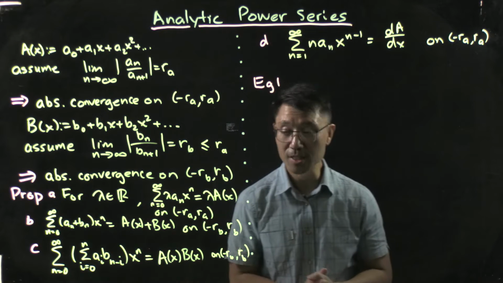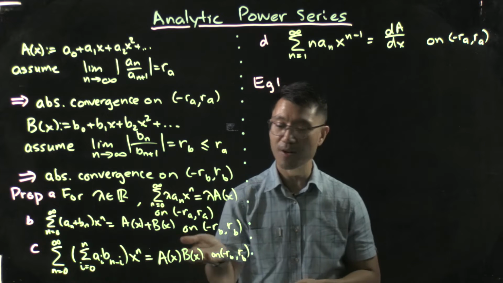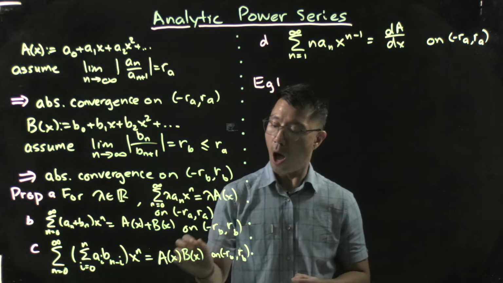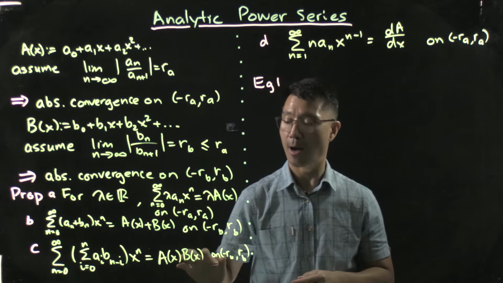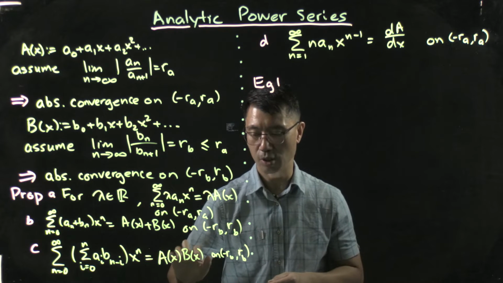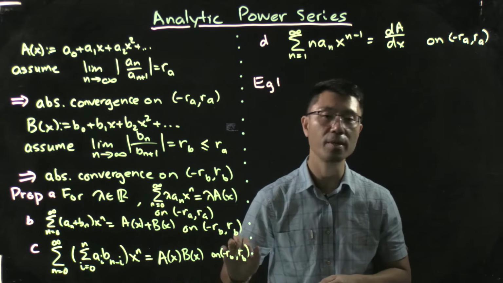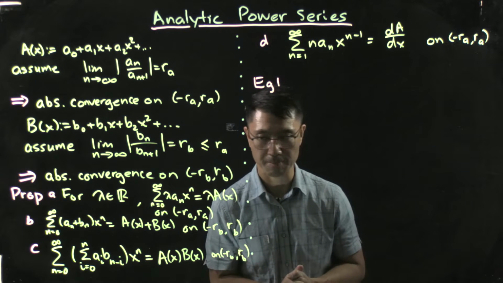And again, what happens is you would like this to equal a of x times b of x, and that's true whenever x is in the interval where both of these are defined and absolutely convergent, so on the open interval from minus Rb to Rb.